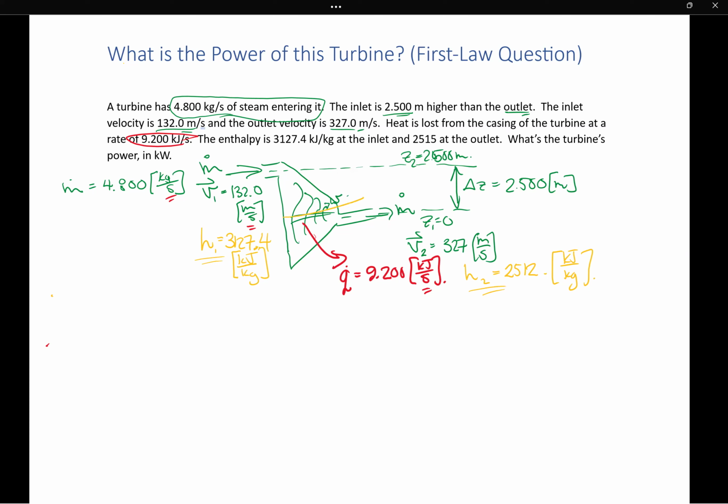It's gone from a lot of this measure of energy to less. Well, where did the rest go? It went towards spinning this shaft. It got turned into work. Basically, work is what we put out of this system.